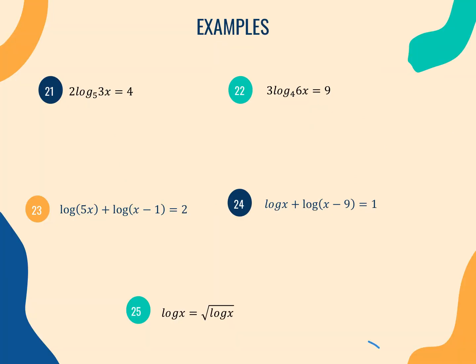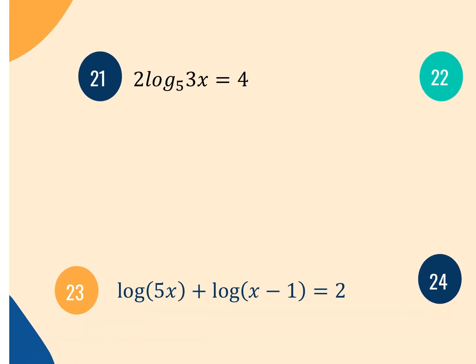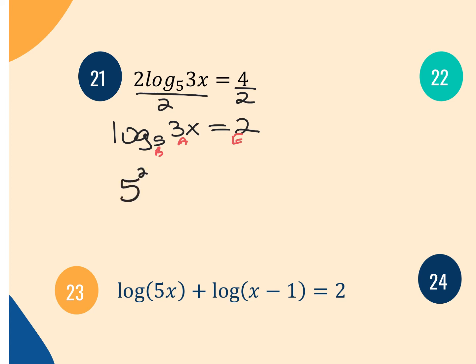Number 21. Now, my goal here is to isolate the log. So I need to divide both sides by 2. And now I have log base 5 of 3x equals 2. It's in log form. I can't solve this in log form, so I'm going to turn it into exponential. So I'm doing my Bay trick. So I'm going to be doing 5 squared equals 3x.